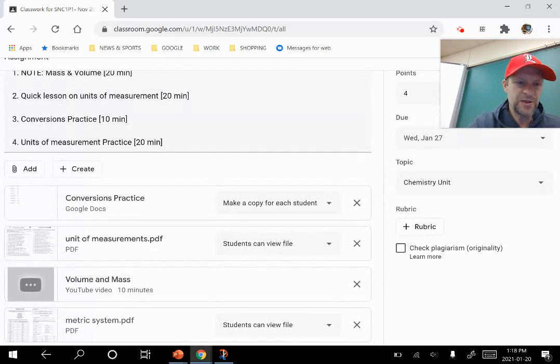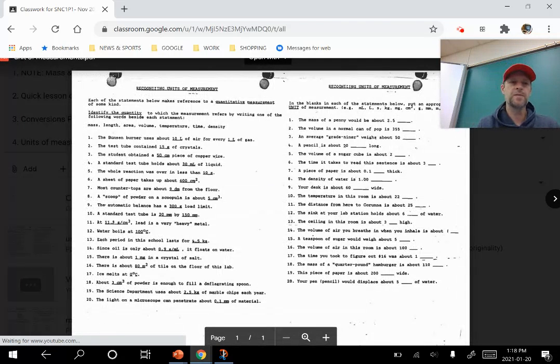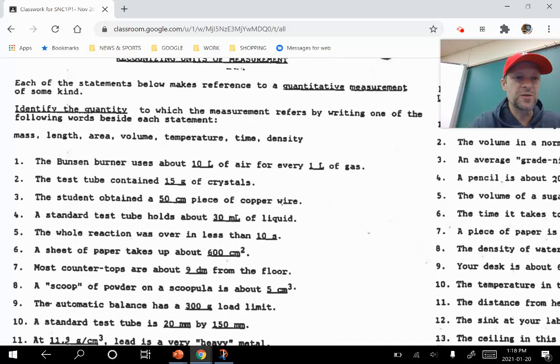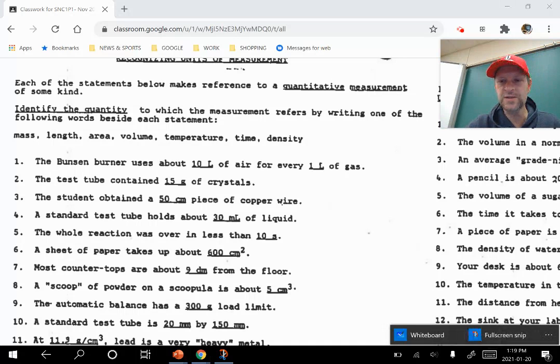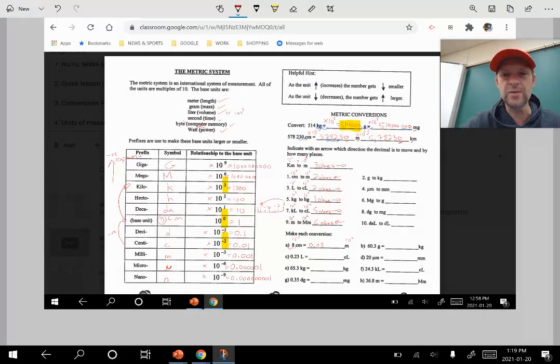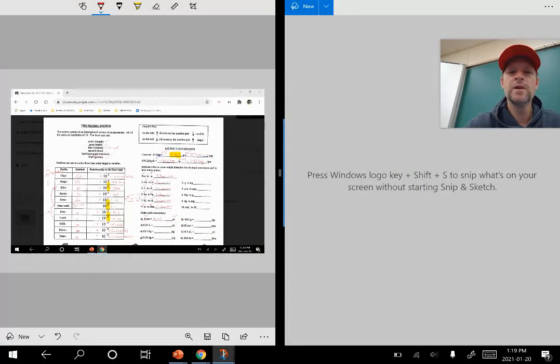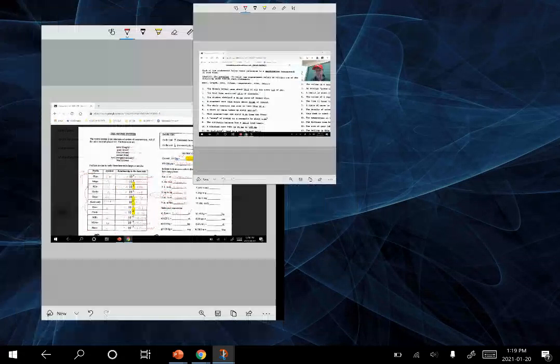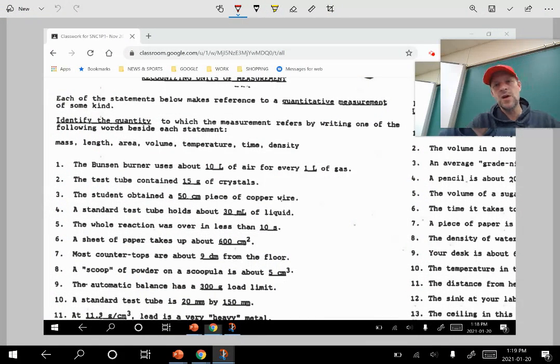And then the only other thing you have to do is the units of measurement practice, which I think will take you around 20 minutes. Now, this one I didn't type into a Google Doc. It's got 40 questions, but all you have to do is state with the number. For example, let's take a screenshot of this so I can look at it with you. Let's make it full screen. There it is.